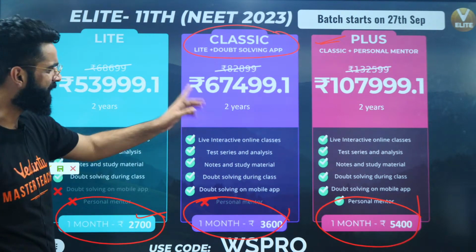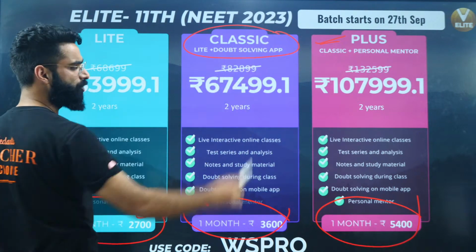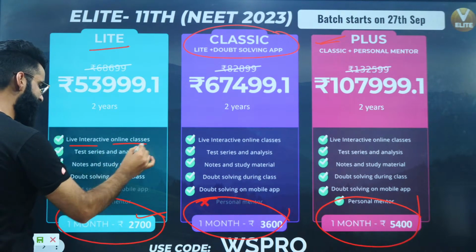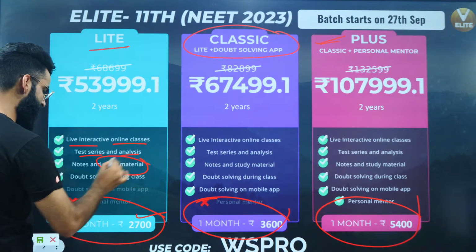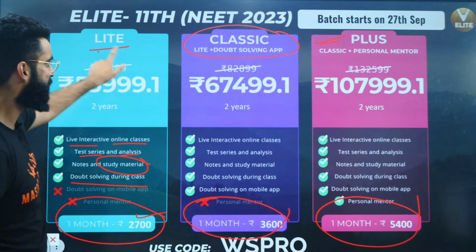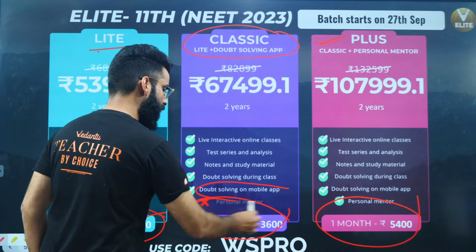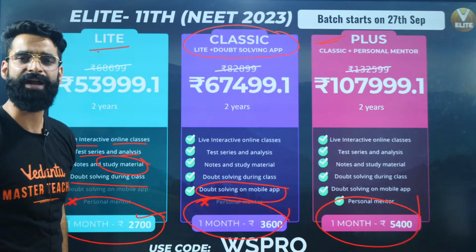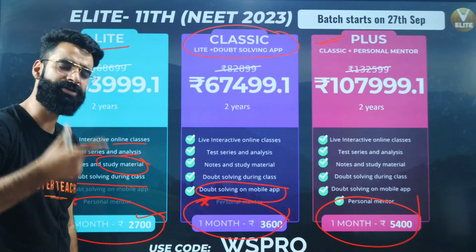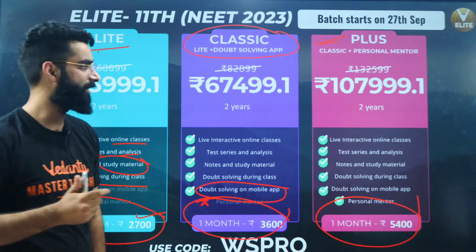What is the difference between these three plans? If you're enrolling into the batch which started on 27th of September through this light plan, you'll be getting live interactive online classes, test series analysis, study material, and doubt solving during the class. All these things will be covered in this plan. But in the second plan, what is something which is extra over here? You get doubt solving on mobile app. You'll be given an app from Vedantu in which whenever you feel any sort of doubt, you need to write your doubt in the app, and at that time itself your doubts will be getting cleared.